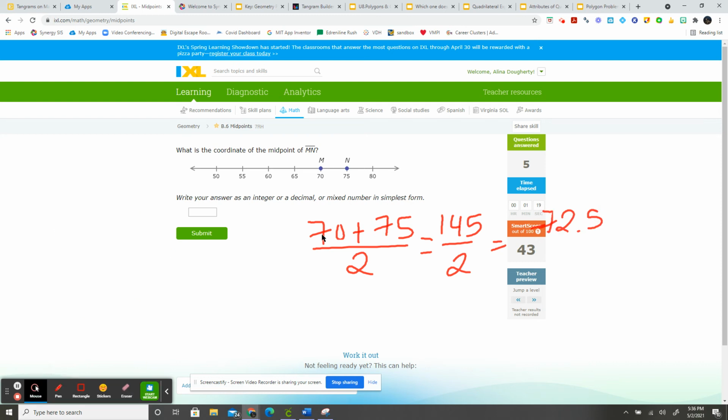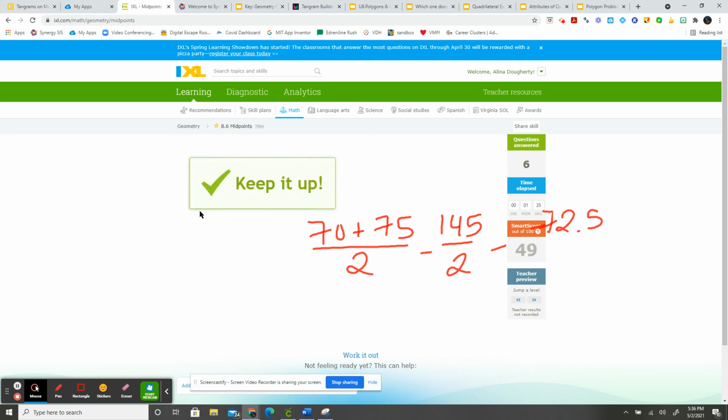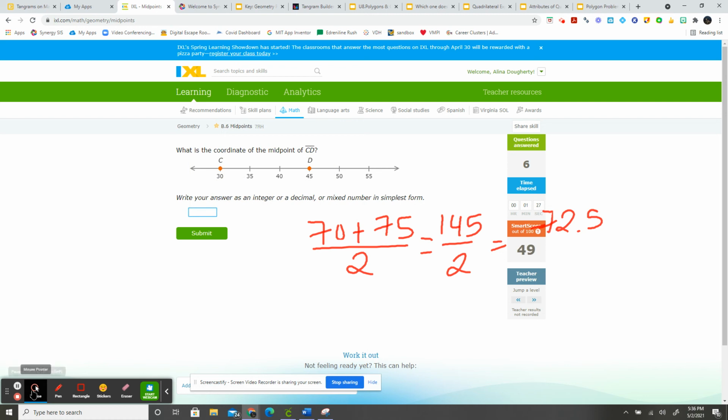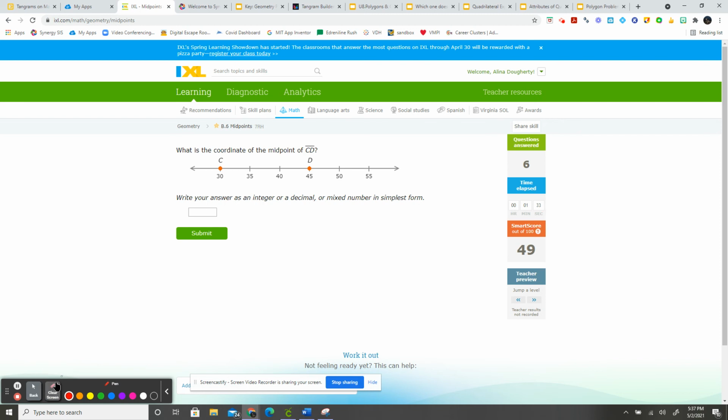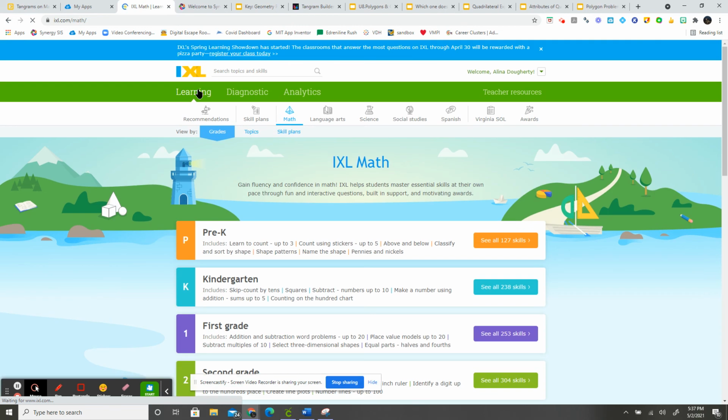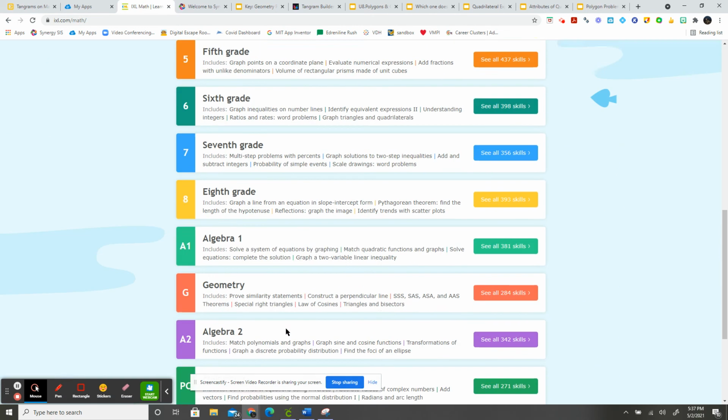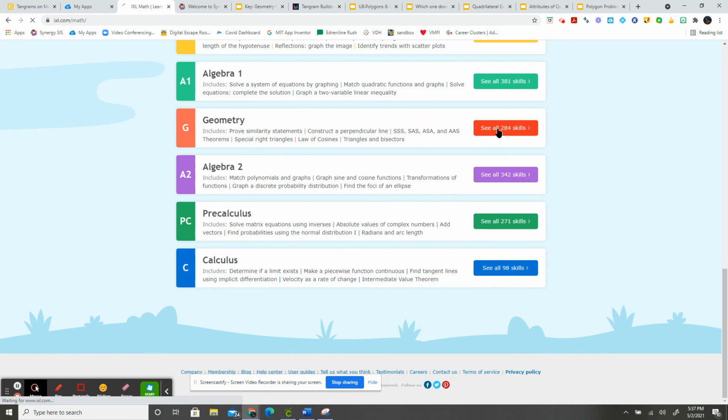So if you have two numbers, you can always add them and divide by 2. All you're doing is finding the average. So 72.5. Okay? Let's clear that off. Boom. And see what our next one looks like. So we've done B1, we've done B5, we've done B6. Let's look and see what B7 looks like.